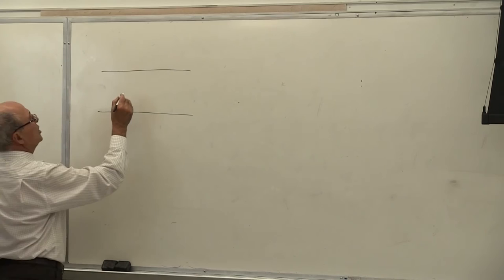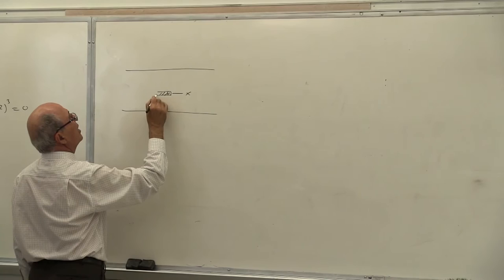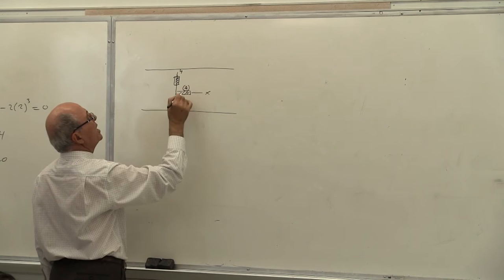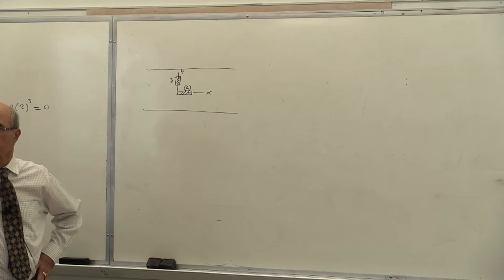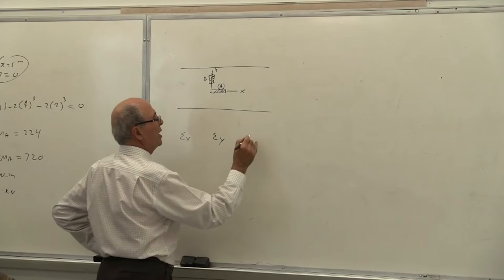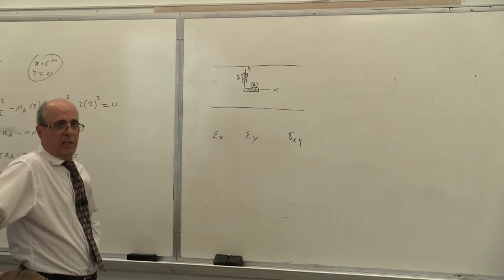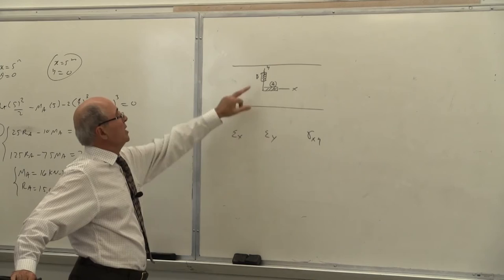Now let's say this is your instrument, and you manage to put one strain gauge here in the X direction, and one strain gauge here in the Y direction. So the A gauge and B gauge give you epsilon x and epsilon y. To start with, I need epsilon x, I need epsilon y, and I need gamma xy. Is that correct? In order to start my strain gauge process, I have epsilon x, I read epsilon y. But how about gamma?